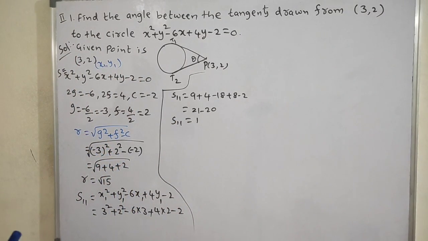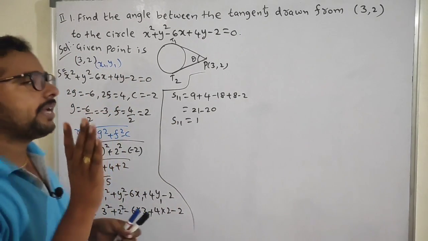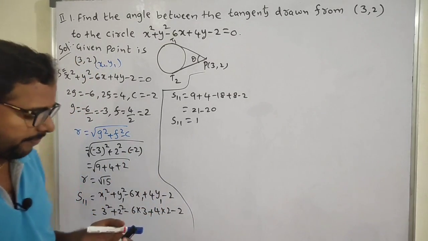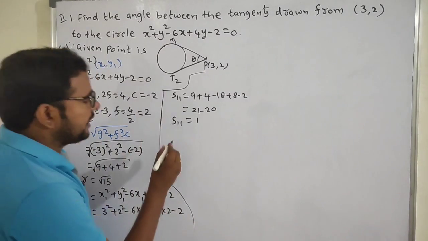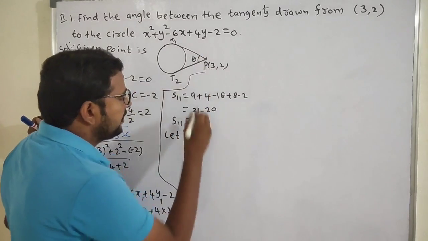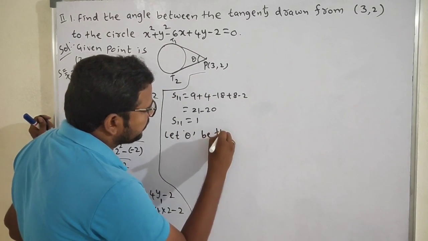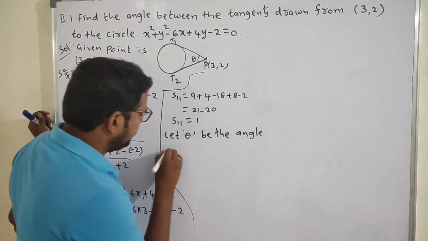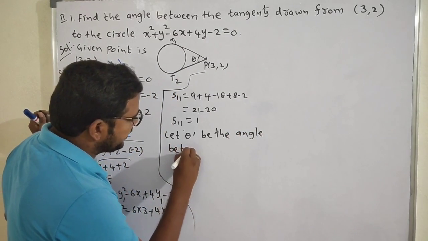S11 value is 1. To find theta, the angle between two tangents, first find the radius, then find S11. Let theta be the angle between the two tangents.